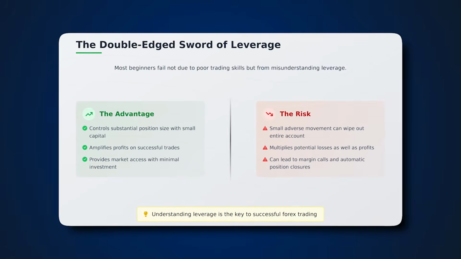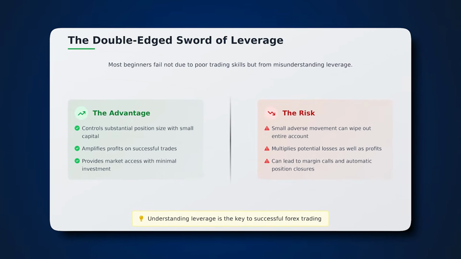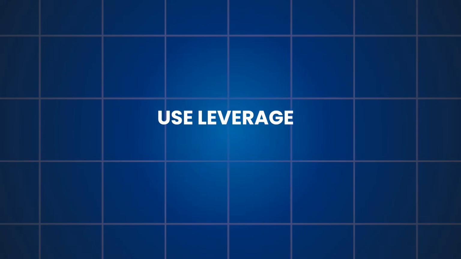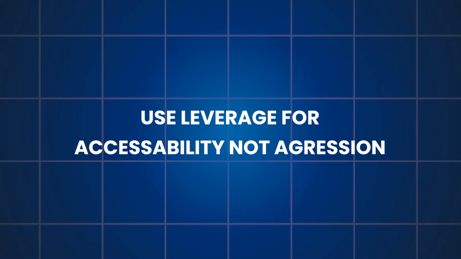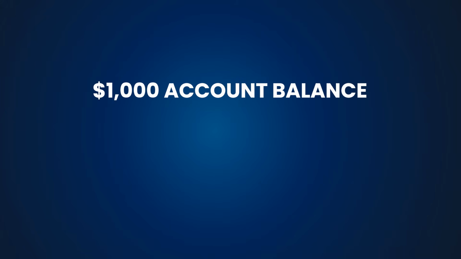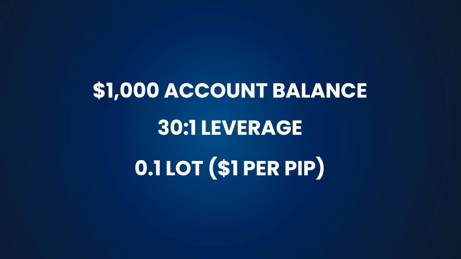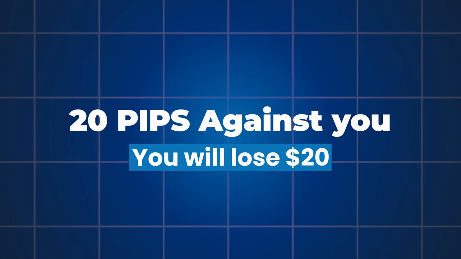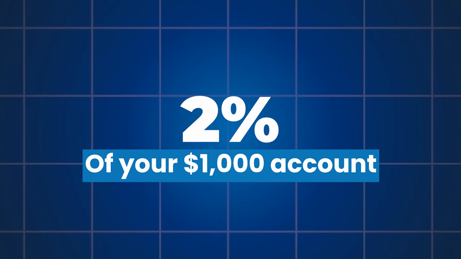But it is also dangerous, because leverage can magnify your profits, but it also means that it can magnify your losses. So it's very important that you use leverage for accessibility, not aggression. So let's look at a quick example of leverage. Let's say your account balance is $1,000, you deposit $1,000, your leverage is 30-to-1, and you open a 0.1 lot, which is a mini lot, which is $1 per pip. If the market were to move 20 pips against you, you would lose $20, which is okay, right? That's 2% of your $1,000 account.